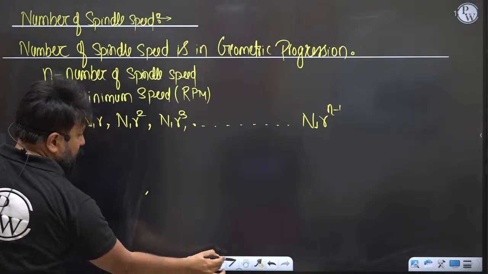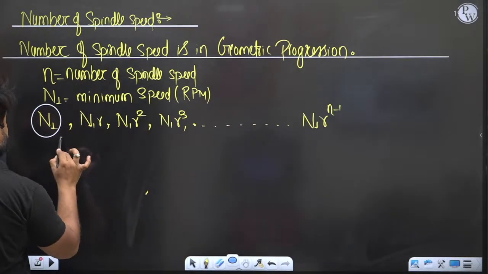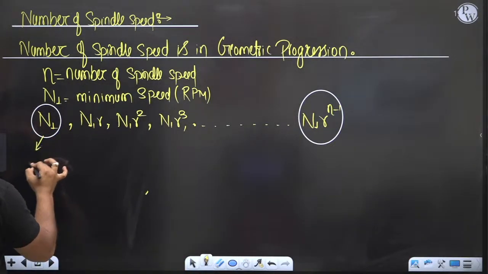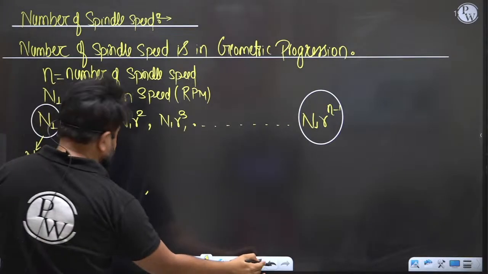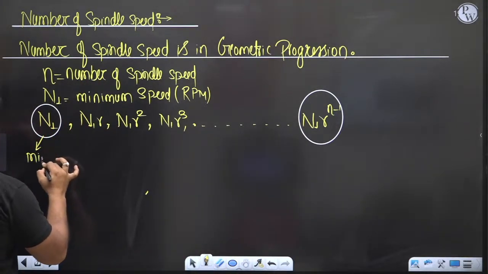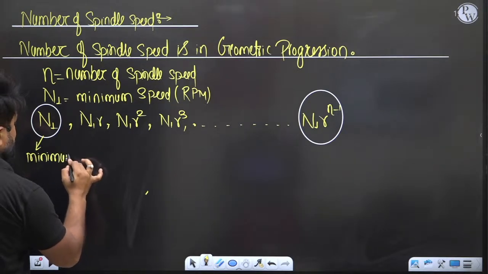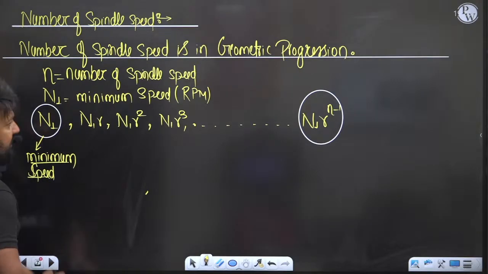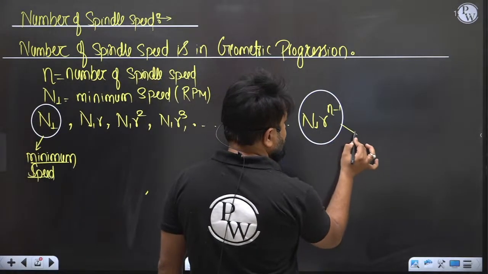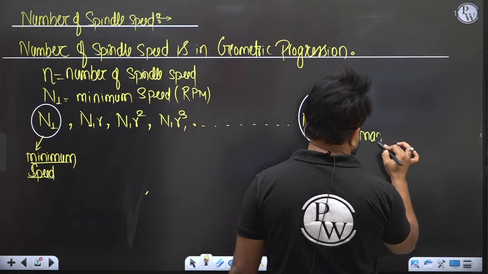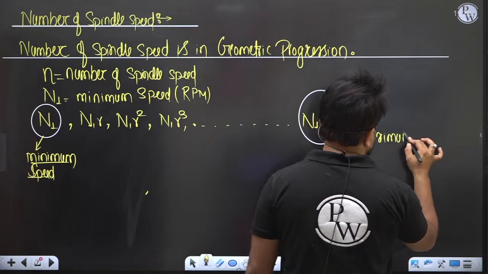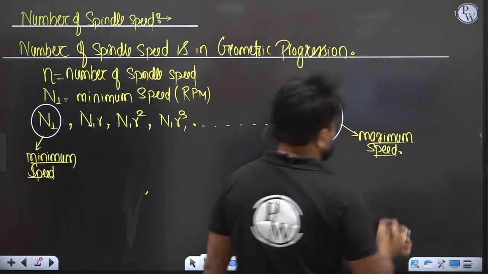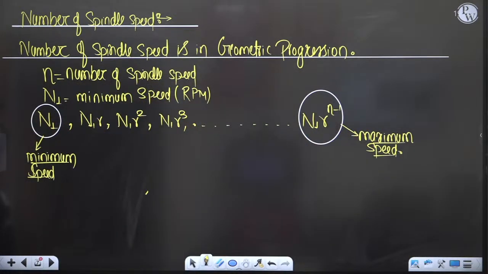My dear, you have noticed that this is the minimum RPM, the minimum speed, and this is the maximum speed.